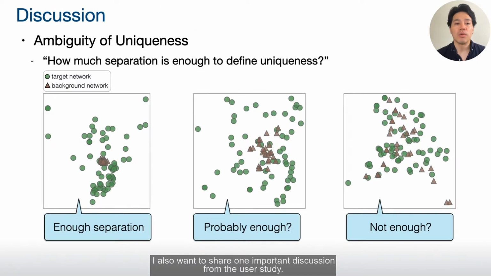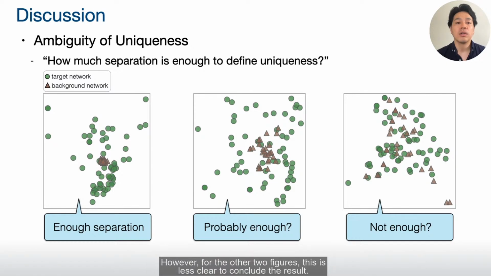I also want to share one important discussion from the user study. Some participants ask how much separation is enough to define the target network's uniqueness. This implies that we face some ambiguity when identifying the uniqueness. For example, probably many analysts will feel the left figure has enough separation to confirm that a target network has some uniqueness. However, for the other two figures, this is less clear to conclude the result. This limitation should be addressed in the future.